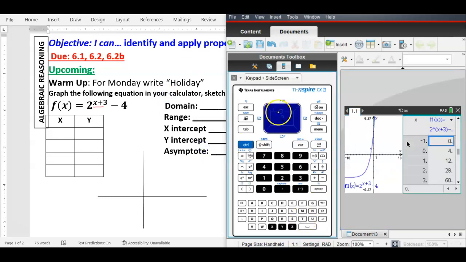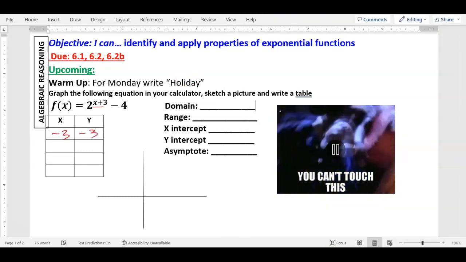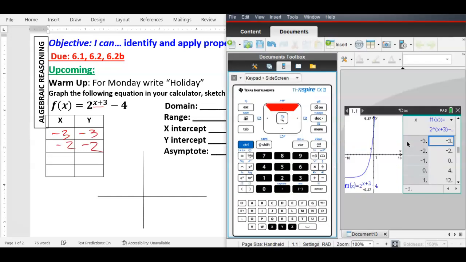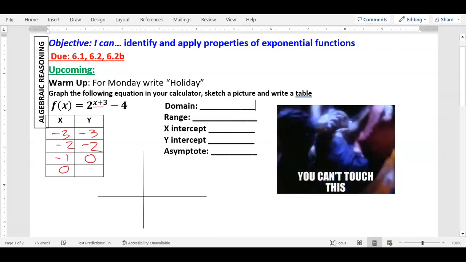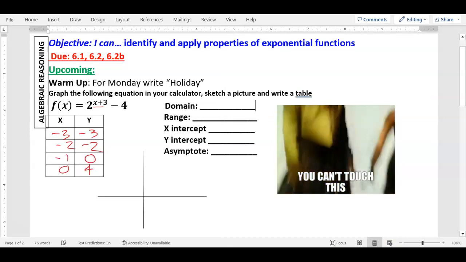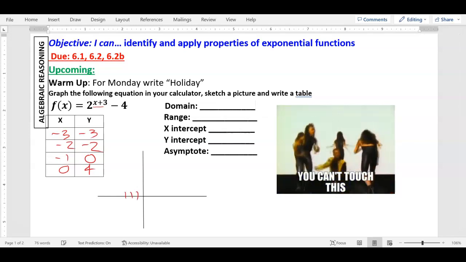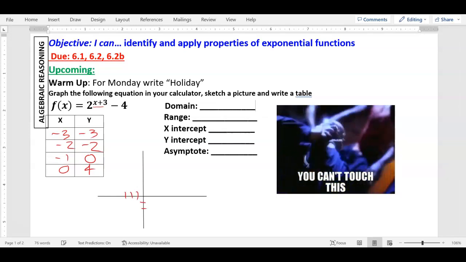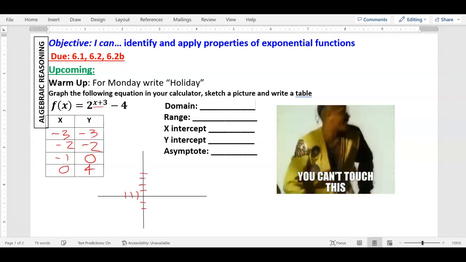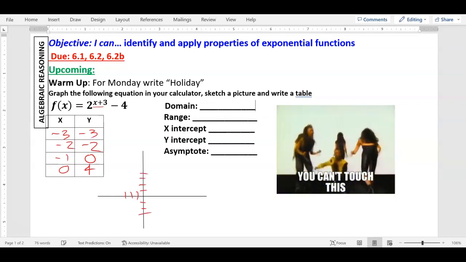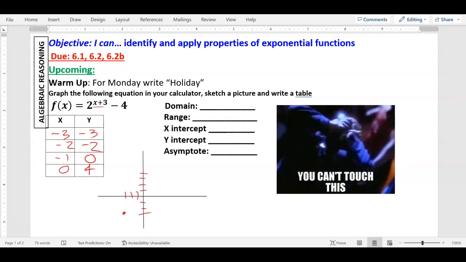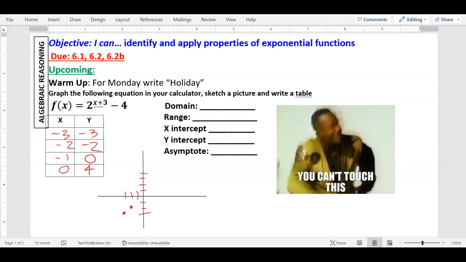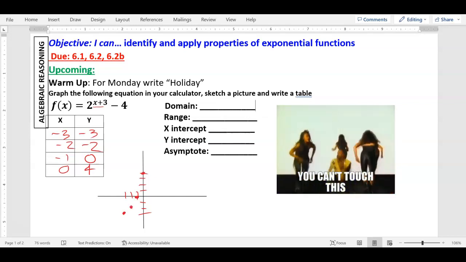Now, I'm going to pick some points that are kind of on the grid here. So let's do -3, -2, -1, 0, and then 0, 4. You can go ahead and sketch that. Try to see if you can get some legit points on here. So -3, -2, -1, 0, 0, 4.